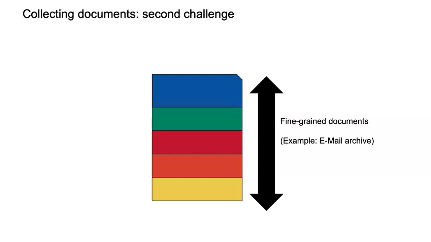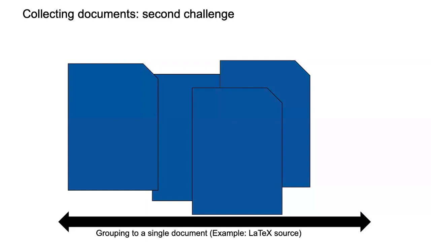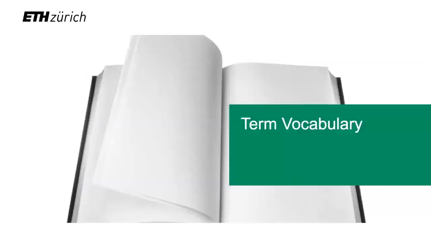So what do you call a document? For example, you have a single email archive, but every email in there is a separate document. You don't want to treat your whole inbox as a single document. And the opposite way, should you treat some PhD thesis spread over 10 different files as a single document, right? So the granularity of the document is not so easy, right? If you consider, for example, LaTeX source.